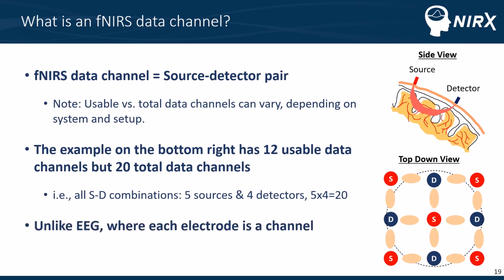This is unlike EEG, where if you have 32 electrodes, you have 32 recording channels. With fNIRS, since a source and your detector form a recording channel, the number of channels that you're interested in when it comes to analysis depends on your setup.